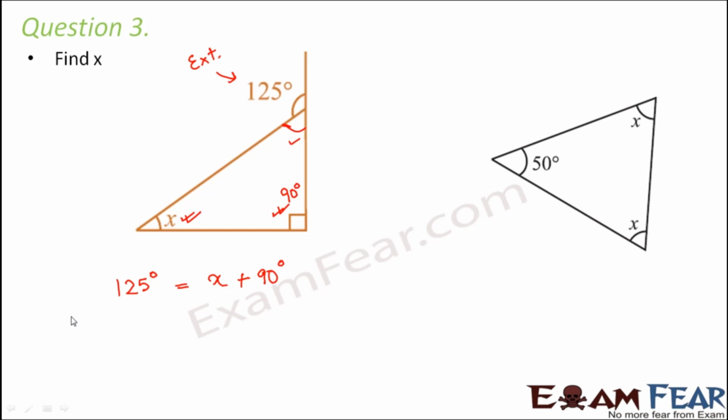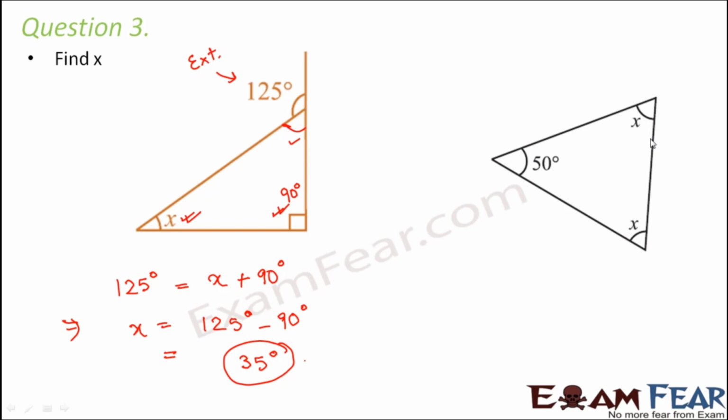So this would be X plus 90. Therefore, X will be equal to 125 minus 90. This is equal to 35 degrees. So the value of X is 35 degrees. Let's move on to the next one.